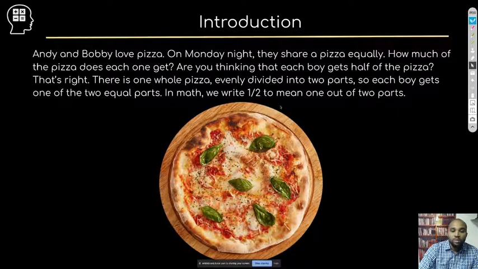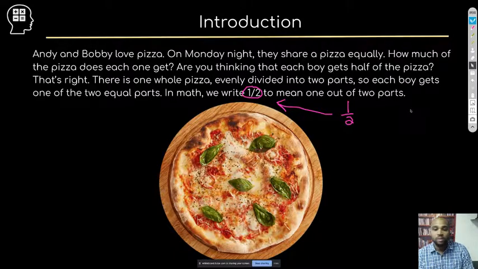In math, we can write this as one half to mean one out of two. I wrote it as one half like this, honestly, because it's easier to write when I'm typing. But you'll often see it like this as well. So just know that these two are the same thing. They had a pizza, two of them, so of course they're going to share it. So we're going to split that pizza right down the middle, right in half. So that's called one half. Each one gets one out of those two pieces.